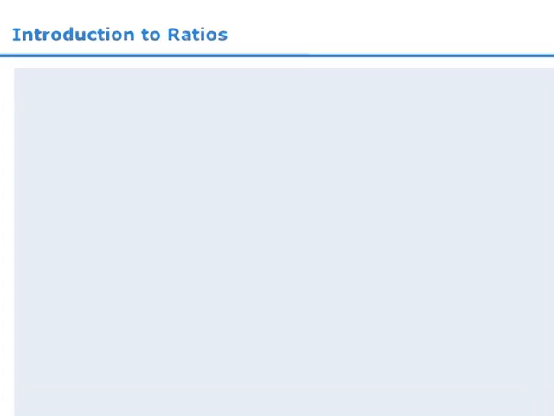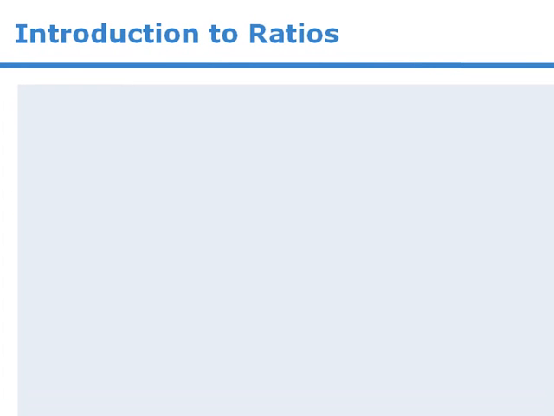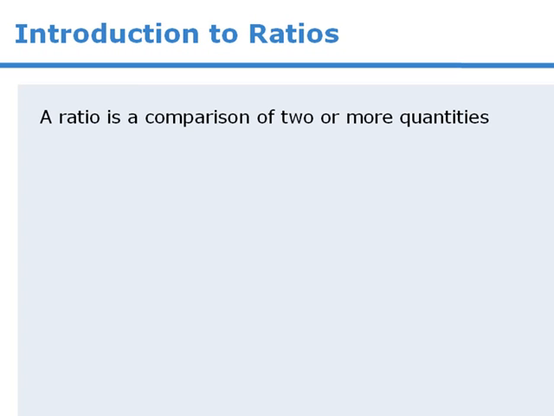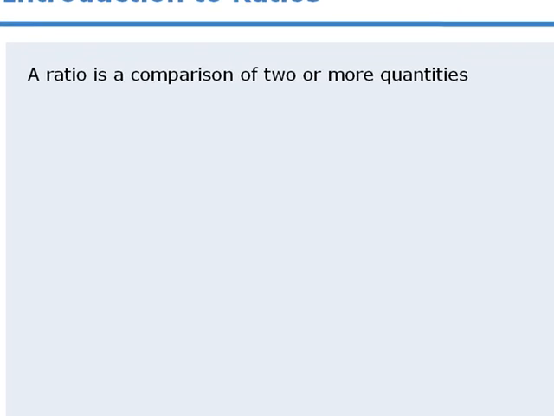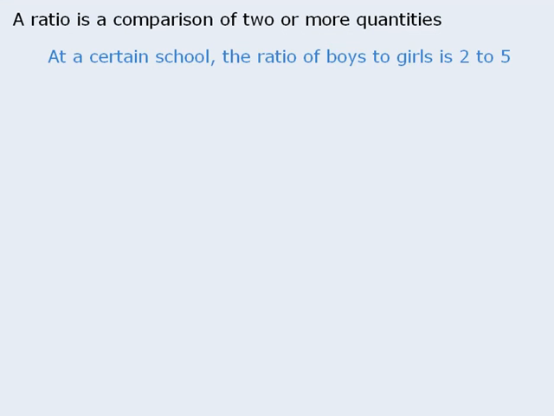In this lesson, we will take an introductory look at ratios. To begin, a ratio is a comparison of two or more quantities. For example, we might say that at a certain school, the ratio of boys to girls is 2 to 5. Here we are comparing the number of boys to the number of girls.